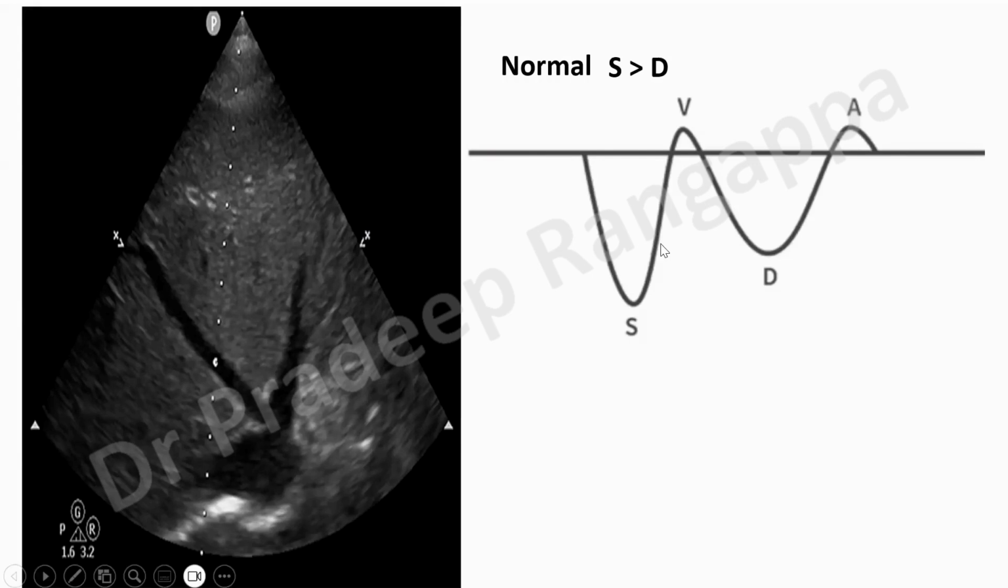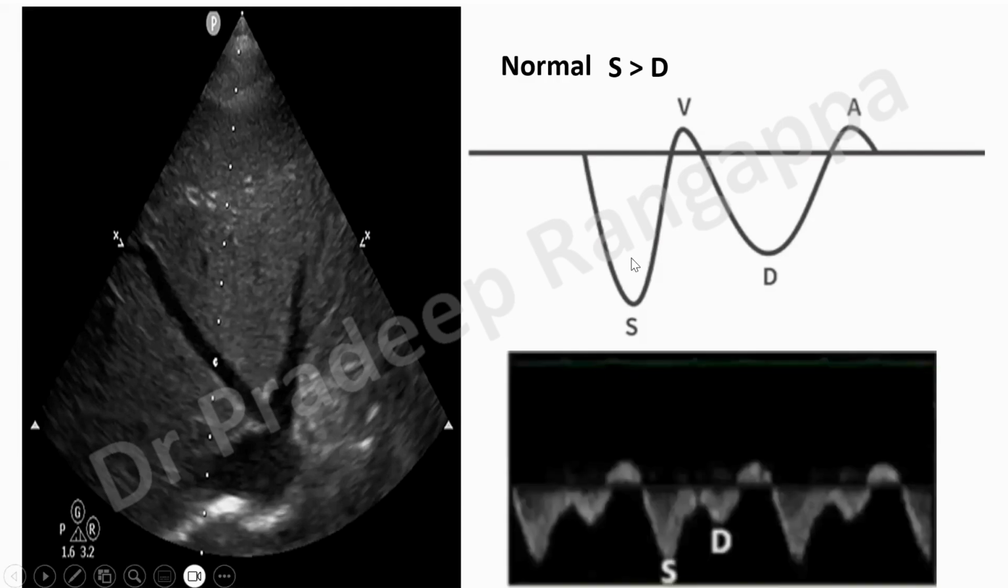So there is a systolic wave and a diastolic wave. If the patient is normal, there is no venous congestion, and the systolic wave is larger than the diastolic wave. S is more than D. And this is how it looks. There is an S wave which is larger than the D, which is normal. The VExUS score is normal or 0.